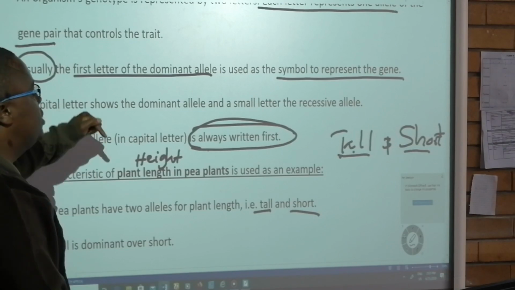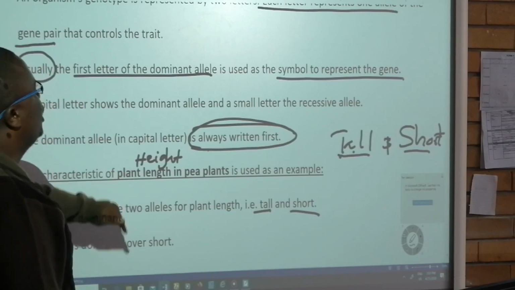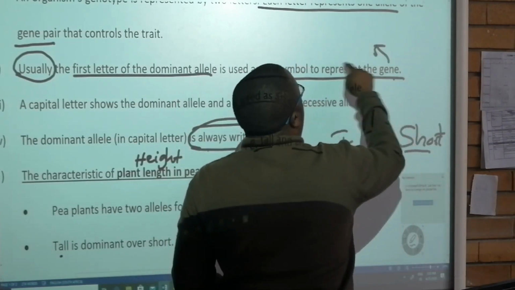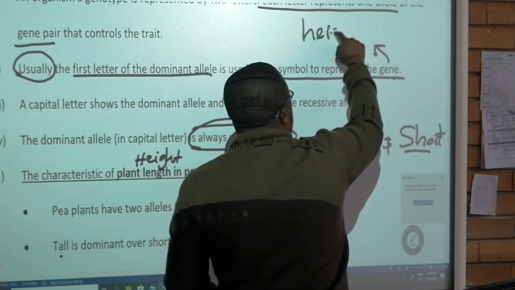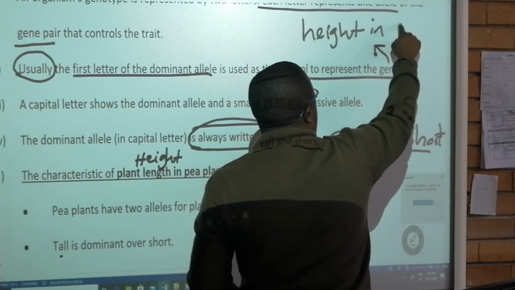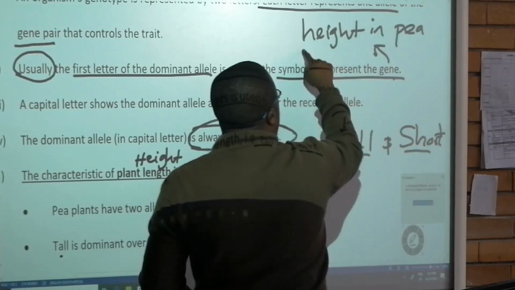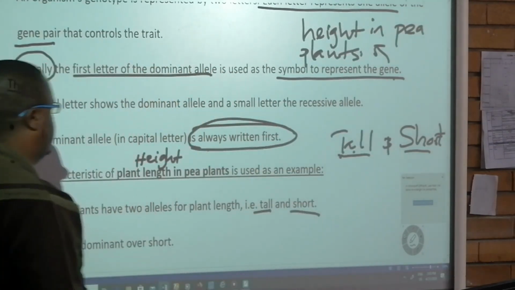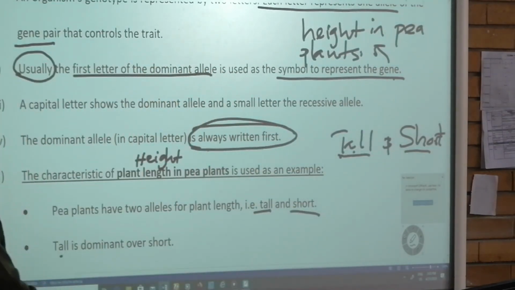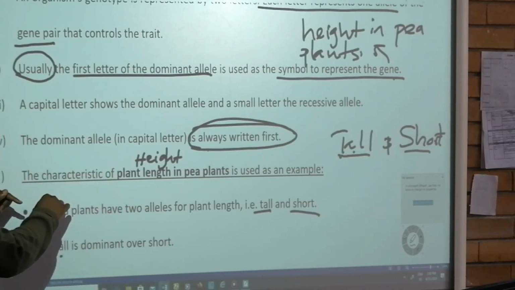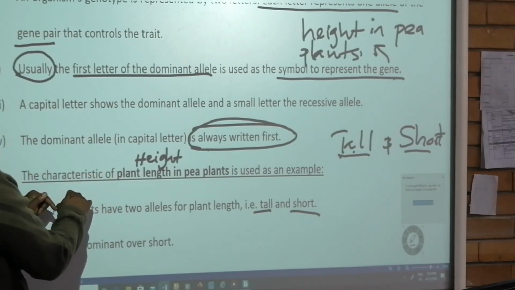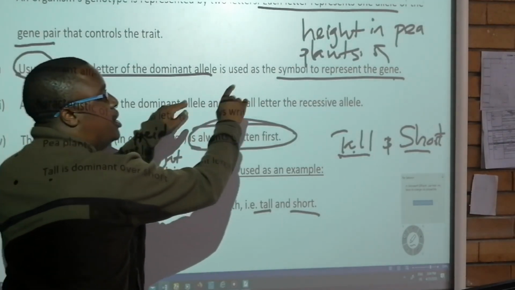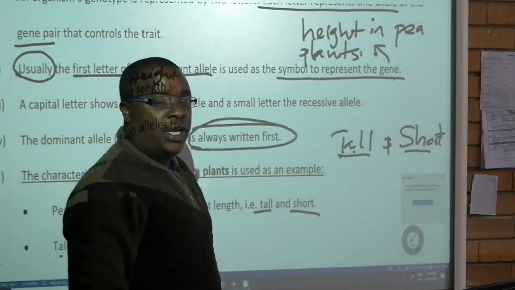So we will use the letter T to represent the gene. For what? For height in pea plants. Right, I hope you get that. And the dominant allele in capital letter. A capital letter shows the dominant allele and a small letter will show the recessive allele.